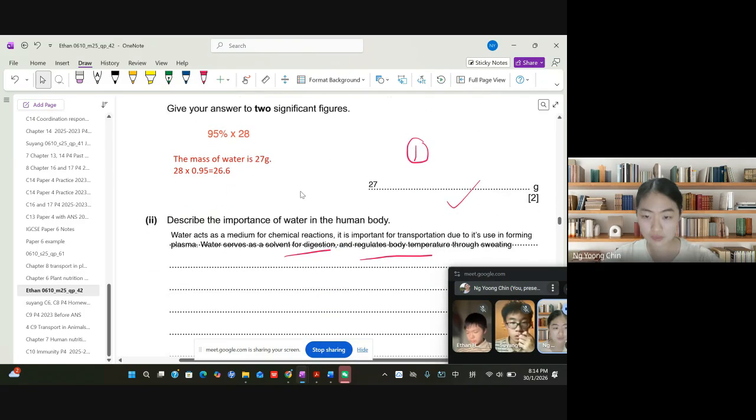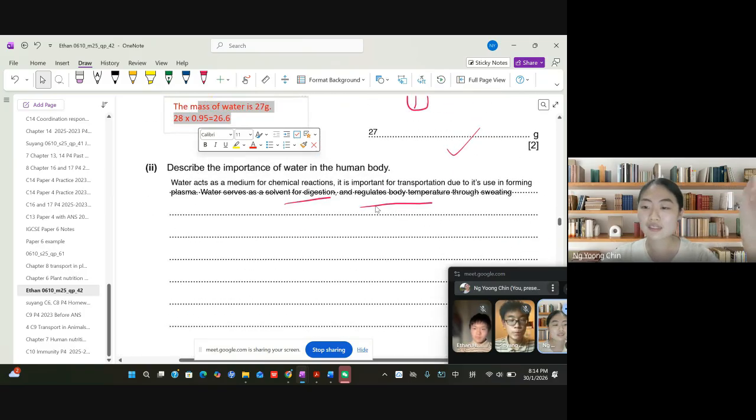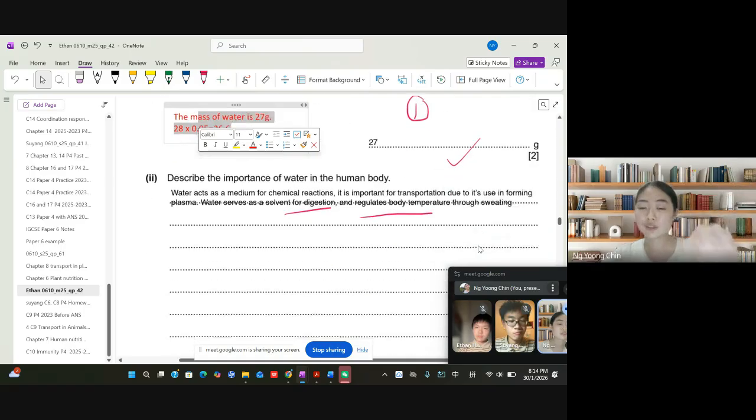Okay, this is also correct. You just need to write the procedure, how you get the answer, just like when you are doing mathematics. If you don't write the procedure, you'll be deducted marks. Biology is the same thing, because they give you about 2 marks or 3 marks, usually like that.